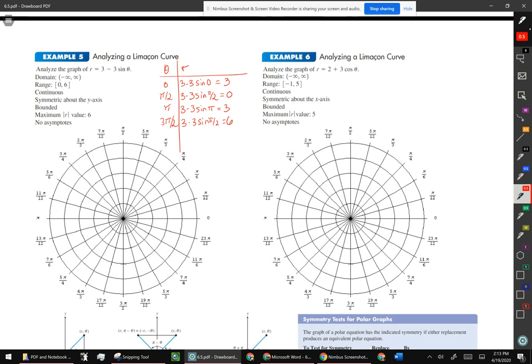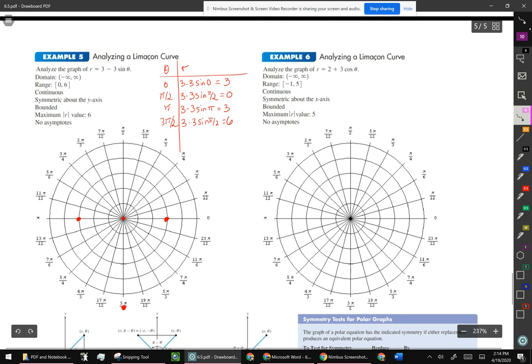So at 0 radians, in the direction 0, east, right? We're 3 units away from the pole. In the direction north, or pi over 2, we are 0 units away from the pole. In the direction pi, we are 3 units away from the pole. Going south at 3 pi over 2, we are 6 units away from the pole, so we're going to go a little bit outside of our circles.